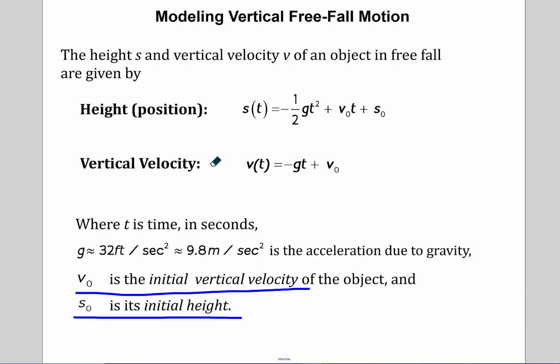And then the gravity, that depends on whether your problem is written in feet or whether it's written in meters. So if it's written in feet, your gravity is pulling you back at 32 feet per second squared. But if your problem is in meters, gravity's pulling you back at 9.8 meters per second squared. Okay? For all you physics people out there.